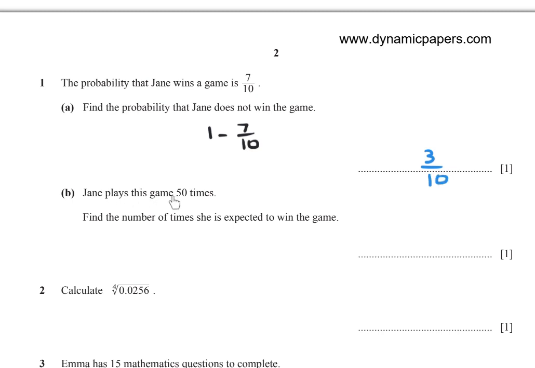Jane plays this game 50 times. Find the number of times she is expected to win the game. Expected number: the probability to win, which is 7/10, times the number of times, which is 50. That gives 35.